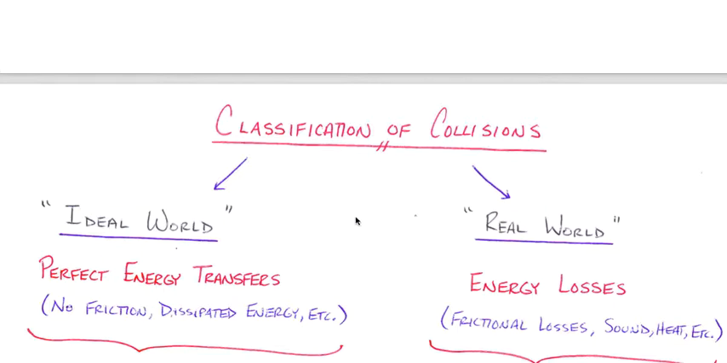So the ideal world is really just used to help understand these concepts within physics, because the real world tends to have significantly more restrictions. It's incredibly more complex. So that's the reason why we look at these two classifications, the ideal world and the real world applications.